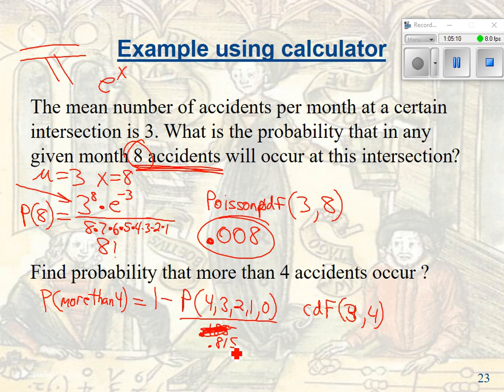That makes sense to me, because if there's an average of 3, it makes sense that 0 to 4 is probably about how many are going to happen out there. So you subtract that from 1, and that's the probability that there's going to be more than 4 accidents out there. So only about an 18 to 19% chance that there's more than 4 accidents.